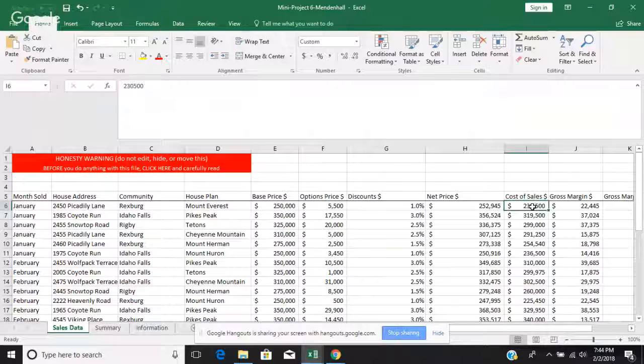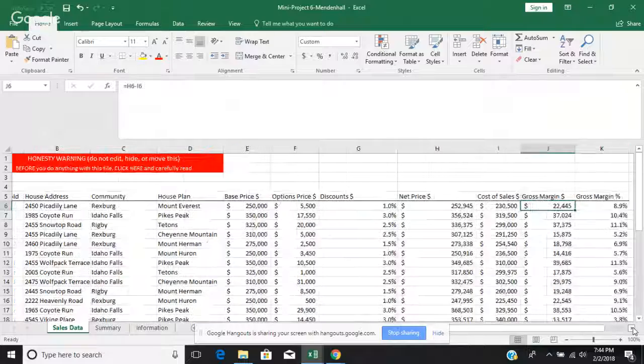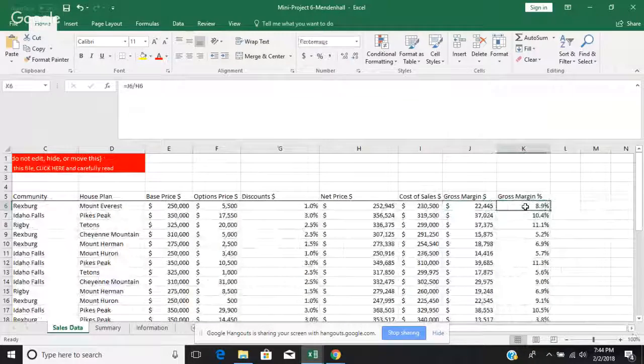And then cost of sales, they gave us that, right? Yeah, I think so. And then gross margin was H6 minus I6, net price minus the cost of sales. Makes sense. And then the gross margin percent was J6, gross margin dollar divided by net price, H6. Okay, and then you get a percentage for it.